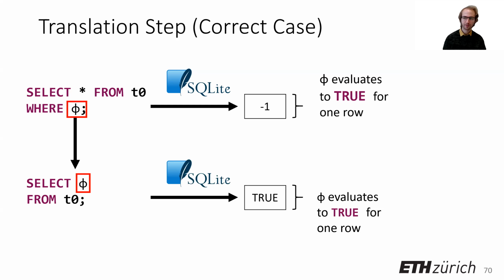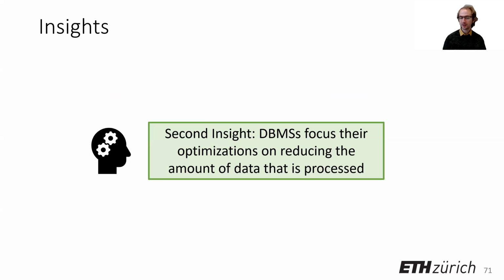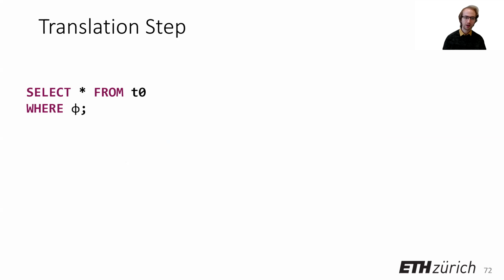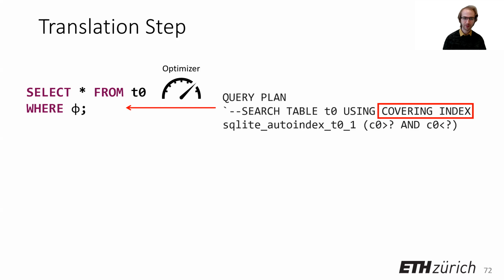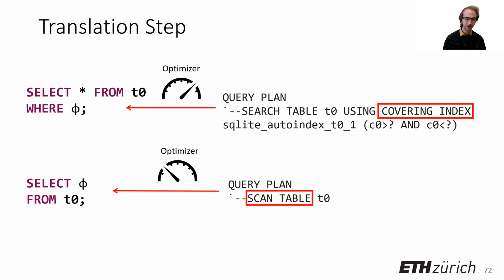And these counts should correspond. The second insight is that DBMSs focus their optimizations on reducing the amount of data that is processed. For our example, this mainly means that the WHERE clause is optimized because it controls which data is fetched. For SQLite, this actually triggers the query optimizer to use an index, which is an auxiliary data structure that makes query processing faster. But for the unoptimized query, since the predicate needs to be evaluated on every row anyway, SQLite decided to just scan through the table.